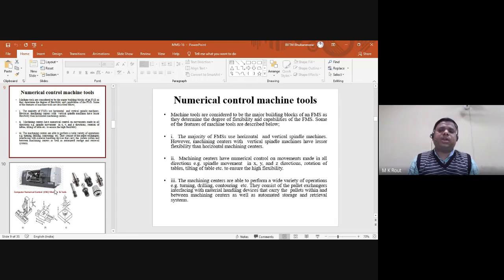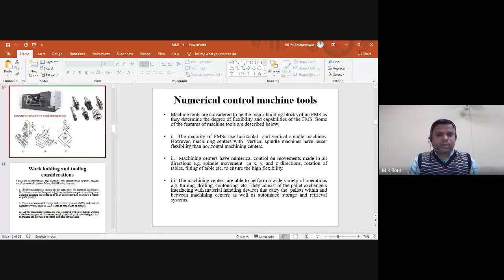The first one is the spindle movement, starting from the vertical spindle and the horizontal spindle. The next is the direction of machine tool movement. It starts from X, Y, and Z movement. And the next is that it should perform a different variety of jobs. For example, suppose someone goes for drilling operations, someone goes for boring operations, someone goes for contouring operations. In this regard, you have to attach a pallet exchanger. That pallet exchanger should be well connected with the automated storage and retrieval system. So these are the things.